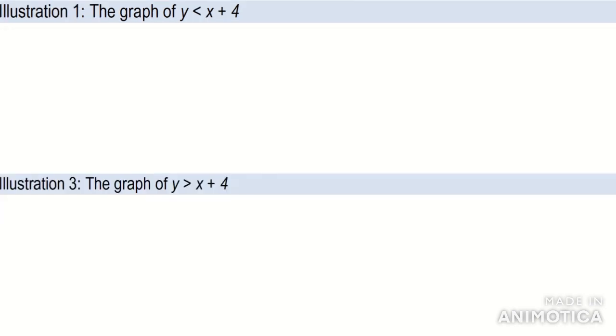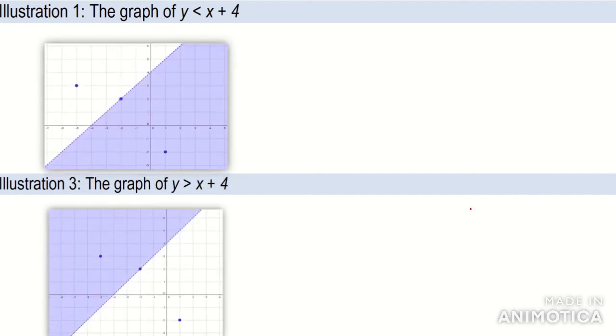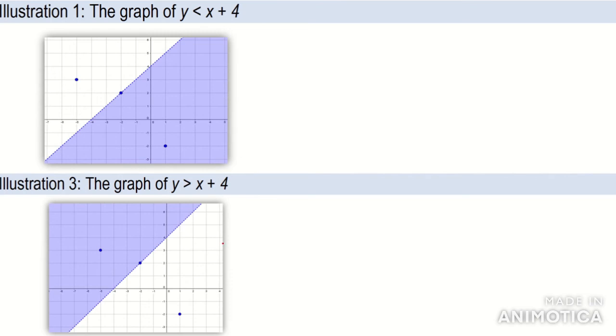To sum up everything, the graph of y is less than x plus 4 and the graph of y is greater than x plus 4 have the same boundary line, which are both dashed, but they only differ in the shaded region. If the inequality is less than, the shaded region is found on the lower part of the boundary line, and if the inequality is greater than, the shaded region is found on the upper part of the boundary line. And take note that again, the points lying on the dashed line are not solutions to the inequality.